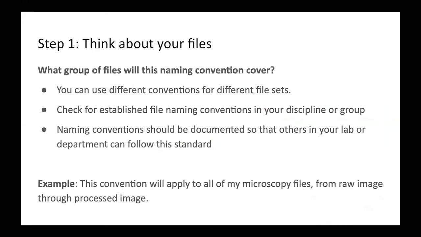So step one, first you need to identify the group of files you want to use a naming convention for. You can use different conventions for different sets of files. It is always a good idea to check for established file naming conventions within your discipline, or if they've already been established within your group. And I will bring this up throughout today's presentation and all of the steps, but please remember to document your conventions so that others in your lab or department can follow the standard that you come up with. So for example, in step one, you may say, this convention will apply to my microscopy images or files from raw image through the processed image.